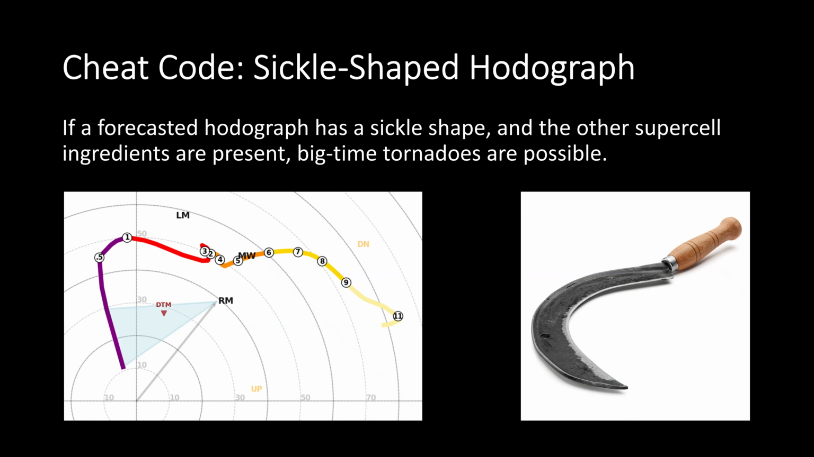So now we're ready for the cheat code, the sickle-shaped hodograph. If a forecasted hodograph looks like a sickle, like you see at lower right, and the hodograph at left looks like that, and the other supercell ingredients are present, so that would include instability and moisture and lift, then big-time tornadoes are possible. Now, a hodograph like this, even in the presence of all the other supercell ingredients, doesn't guarantee big tornadoes. You still have to have a supercell, and sometimes you get a squall line and have too many storms. But generally speaking, if you see something like that in the forecast, it's generally a good sign for tornadoes.